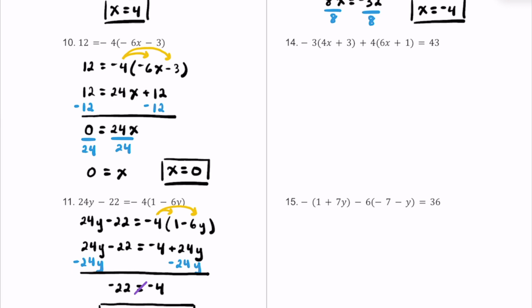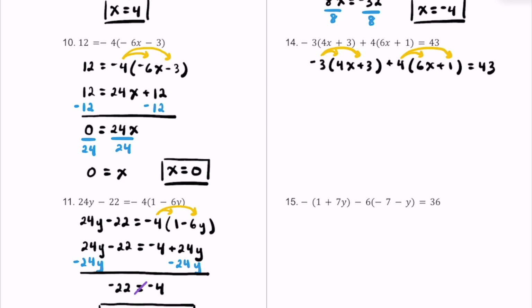All right, here is 14. In 14, it looks like we have a couple times where we have to distribute. So we have negative 3 multiplied by the quantity of 4x plus 3. And then we have plus 4 multiplied by the quantity of 6x plus 1. And we have this equal to 43 along the right side. All right, we can distribute this negative 3 to both terms here and the 4 to both terms over here. So feel free to do both distributive properties at the same time.